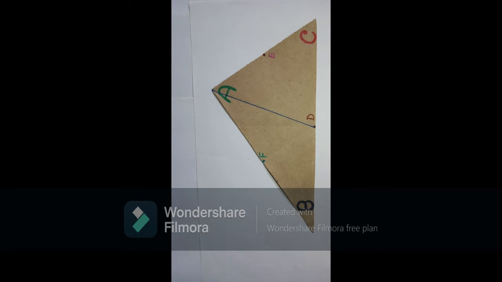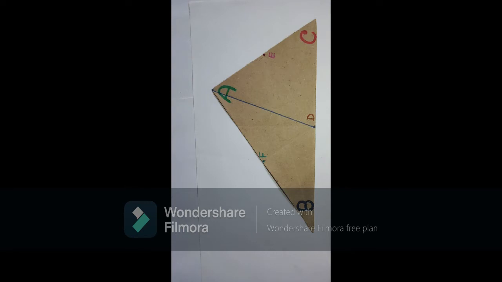Now what is a median? Median is the straight line joining any vertex to the midpoint of the opposite side. For our reference, let us consider A as the vertex and the midpoint of the opposite side BC as D. So, if we consider the straight line AD, then AD is the median. Similarly, BE the other median, CF the last or the third median.